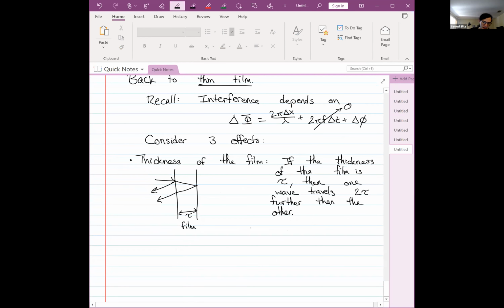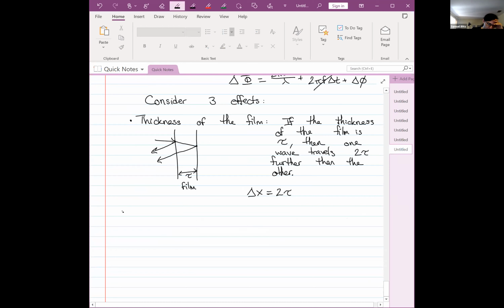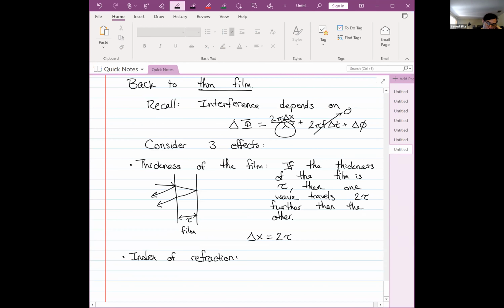So in this case, that means that delta x, the distance that one traveled further than the other, is just 2 times tau. Okay, what about the index of refraction? The index of refraction affects the wavelength. Remember that this wavelength changes depending on the medium. So we are interested in how many more units of phase does one wave go further than the other wave.